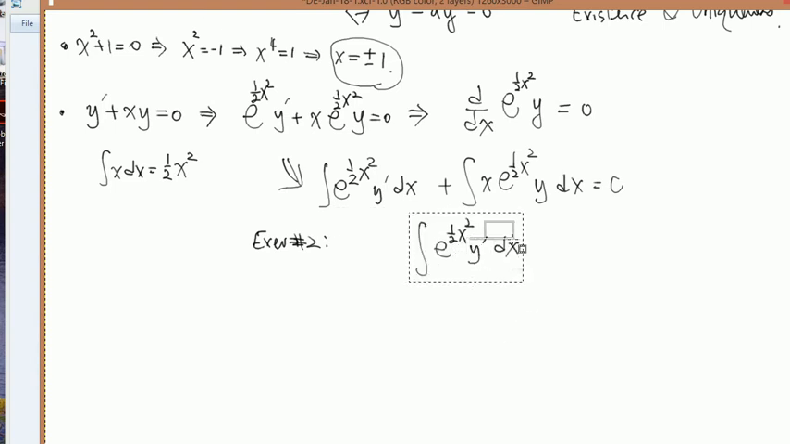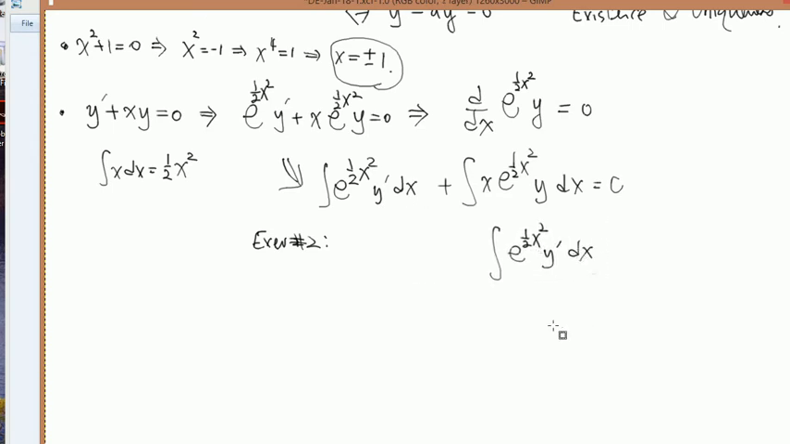So apply integration by parts to this guy. That's the exercise. I hope this is clear enough. You see a product of two functions, right? You integrate one factor and differentiate another one. That's integration by parts.